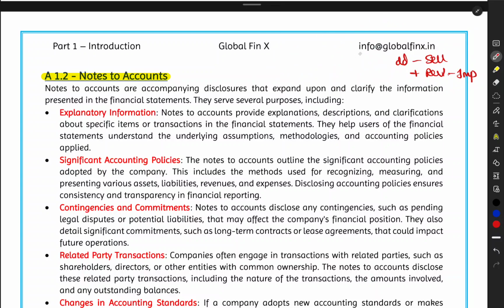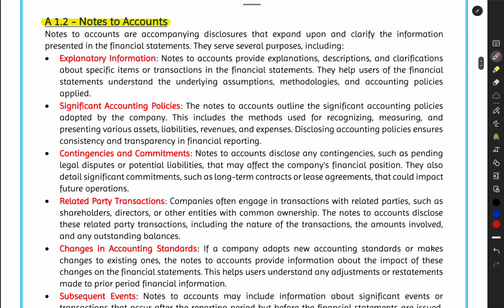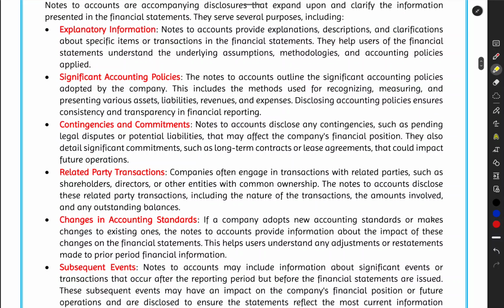So your notes to accounts form a very crucial, essential element for understanding the financial statements of the company. What are the components of notes to accounts, other than these calculations? Yes, details and calculations will be there in the notes to accounts, but apart from that, you also have many other very important elements covered in notes to accounts. What are those? Let's understand now.